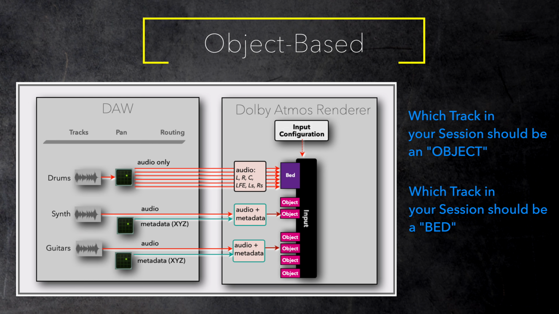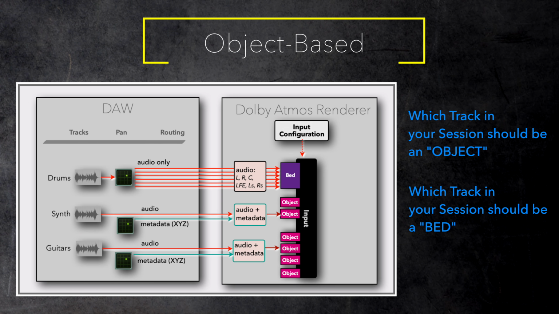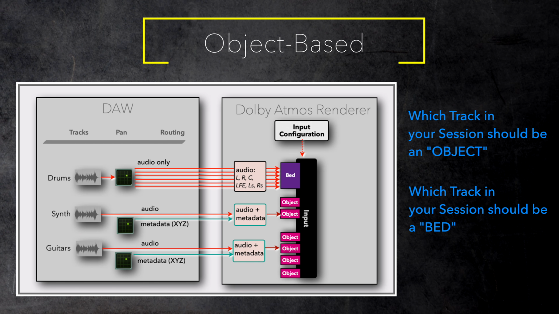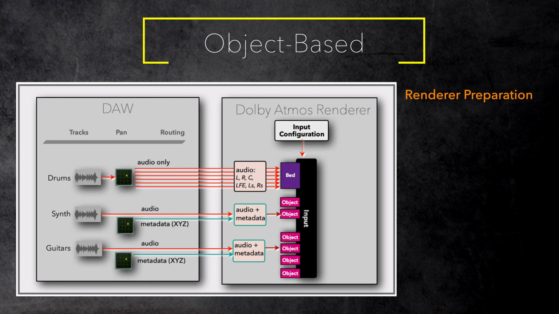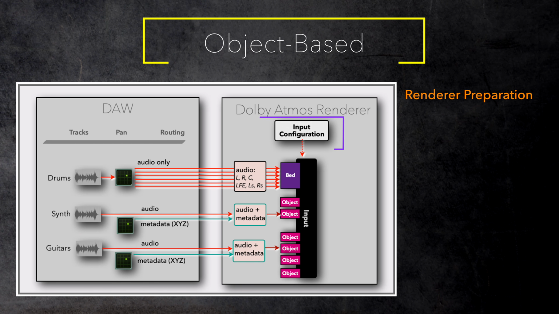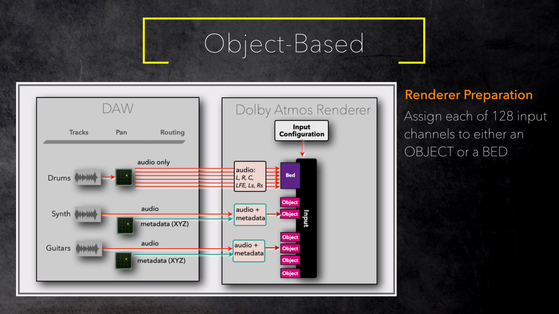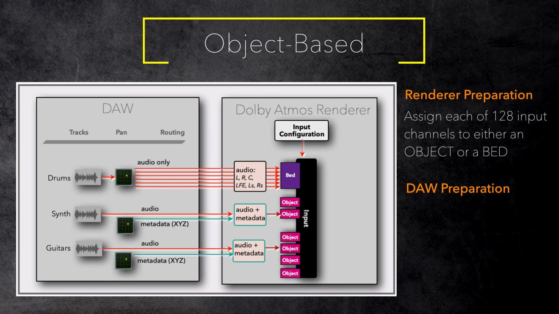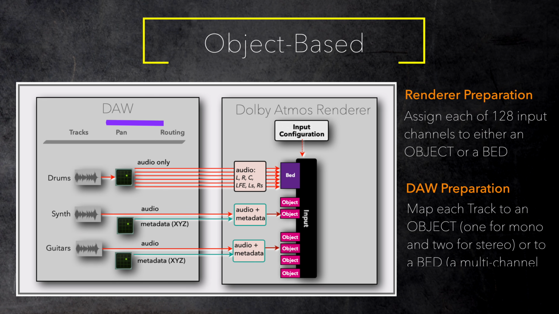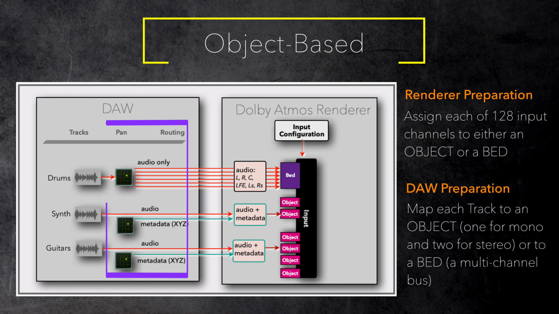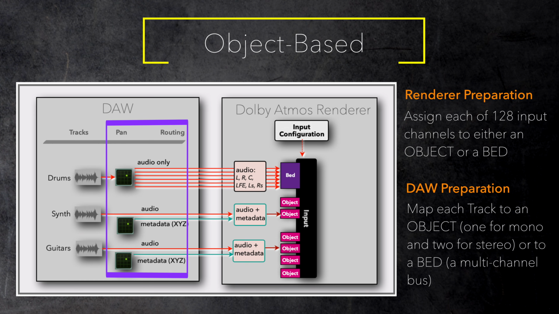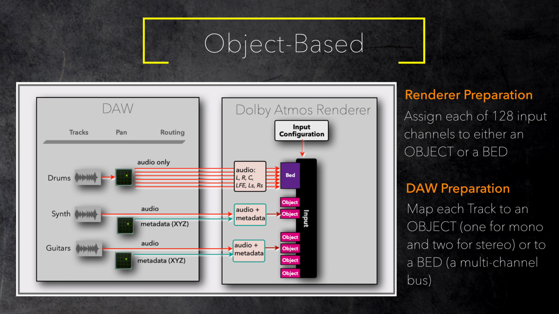That is a decision you have to make for each track in your session. Before you start, however, you have to prepare the Dolby Atmos renderer and assign the 128 channels in the renderer, or the ones you need, to either an object or to a bed, and then configure the mapping and routing of the individual tracks in the DAW to those corresponding objects or bed channels.